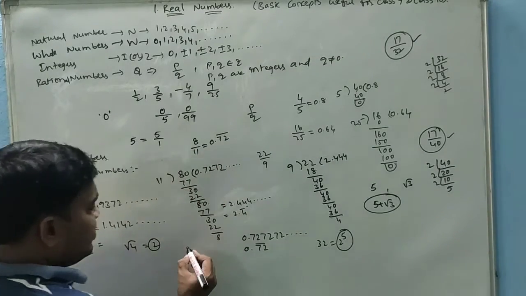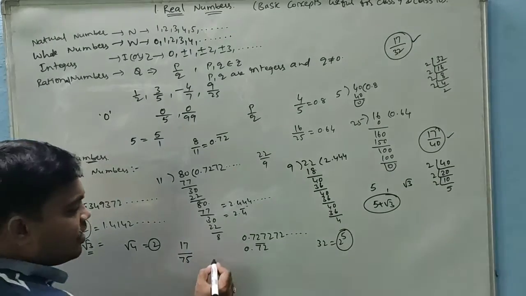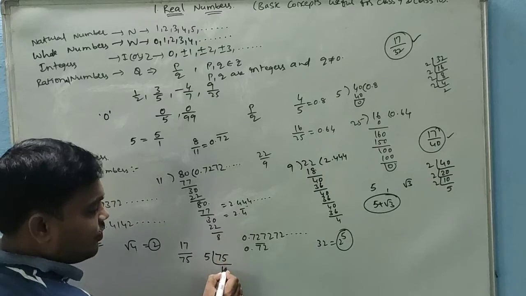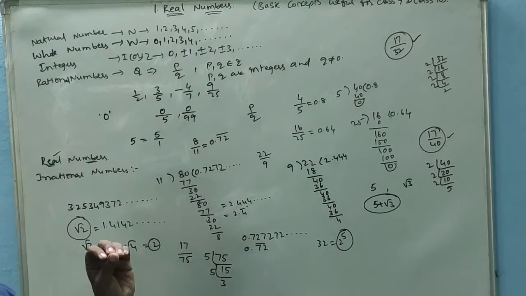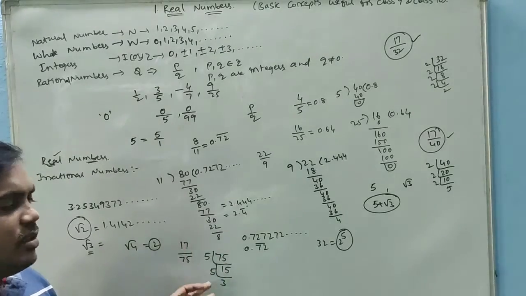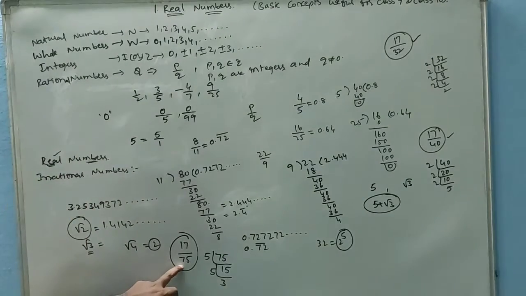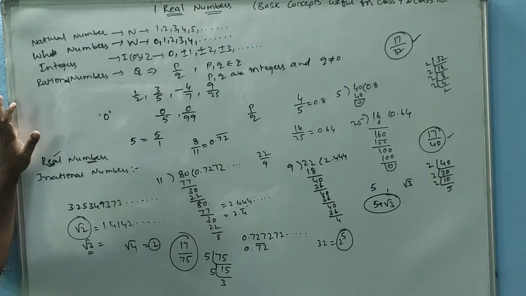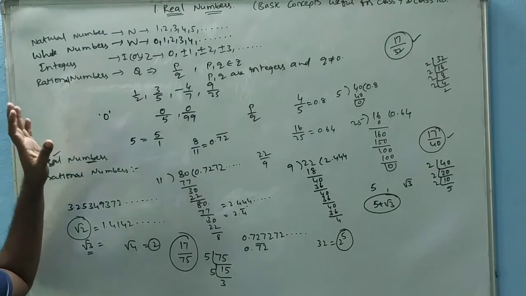And next, 17 by 75. If we take the prime factorization of 75: 5 into 15, 5 into 3. So what are the prime factors? 5 and 3. If it were only the prime factor 5, no problem, but since there is 3, it won't be terminating. 75 has prime factors 5 and 3, so it is neither terminating, it won't be a terminating decimal. So these are some basic concepts about real numbers.